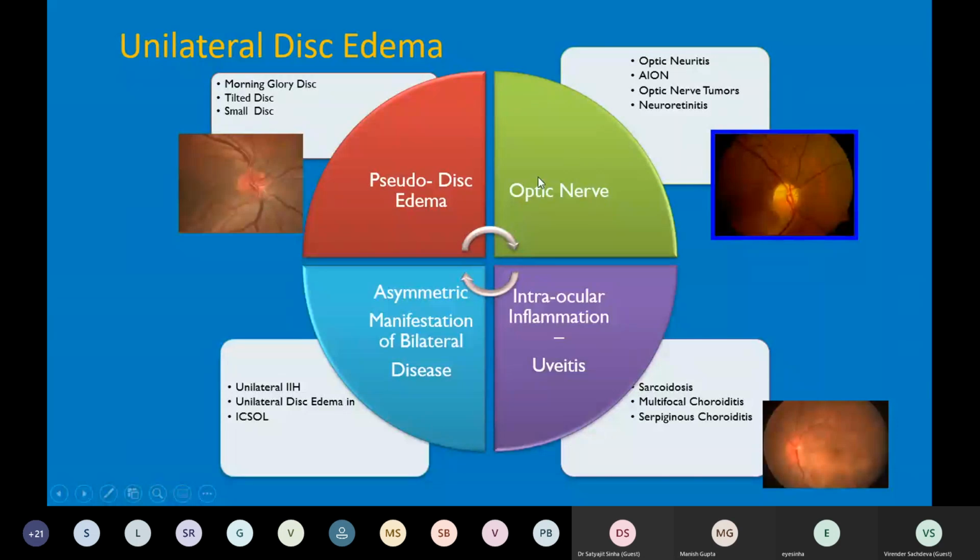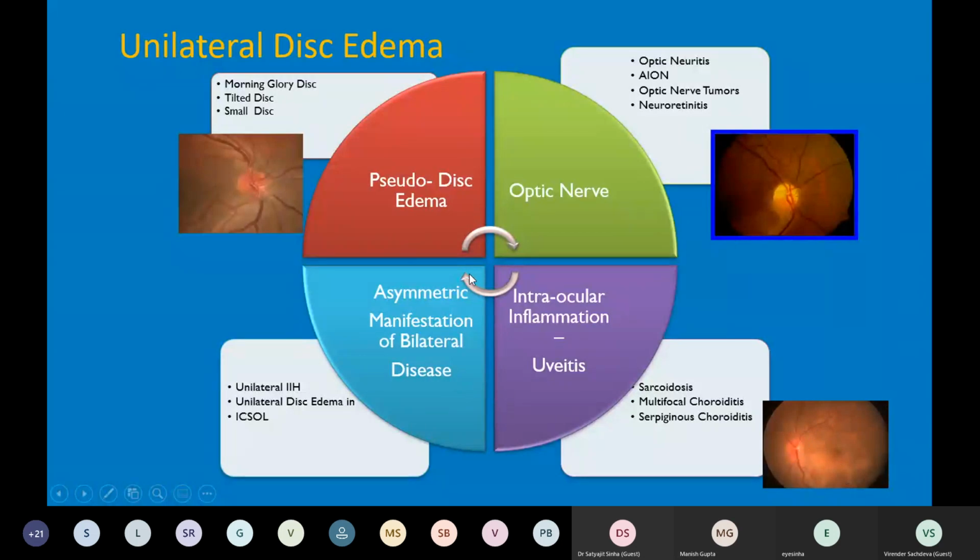If it is true disc edema, look for optic nerve diseases, for example optic neuritis, NAION, optic nerve tumors, or neuroretinitis. And if the optic nerve is not involved, do not forget that you have to look at the adjoining retina. Look for causes of intraocular inflammation like sarcoidosis, multifocal choroiditis, serpiginous choroiditis, which can present with unilateral involvement.